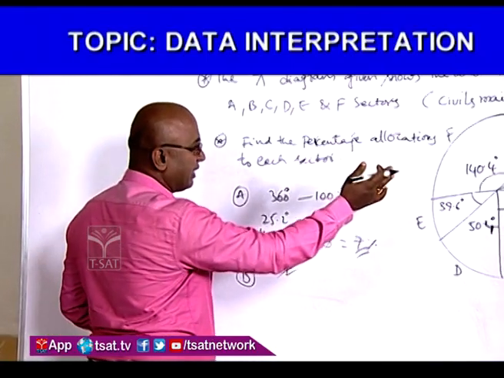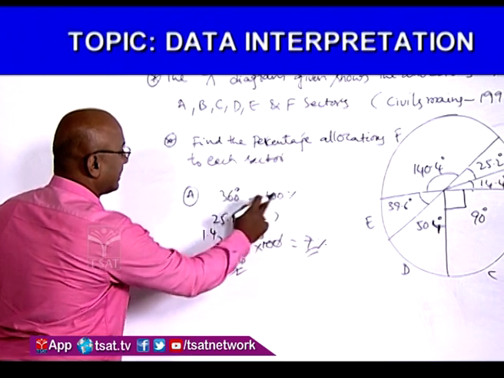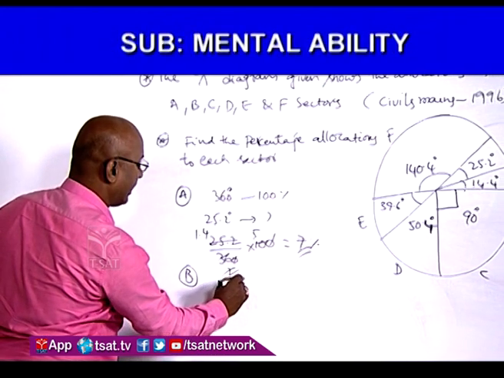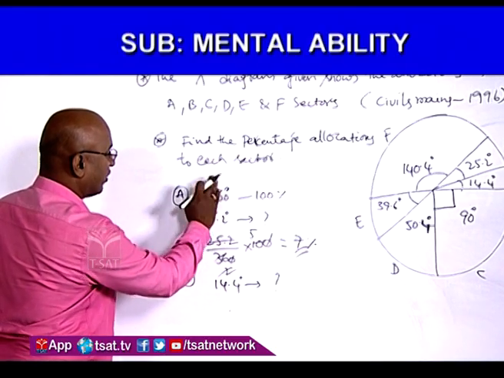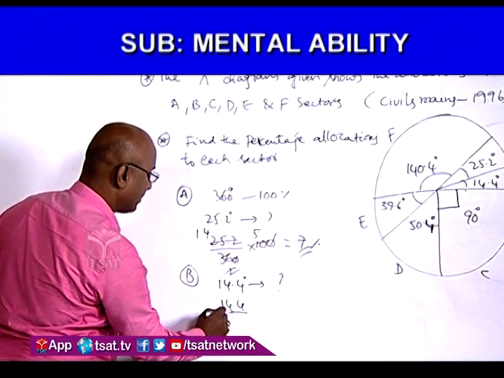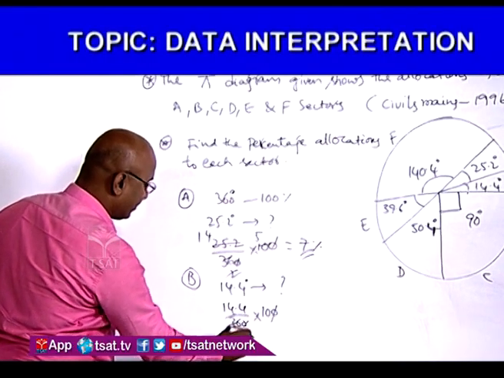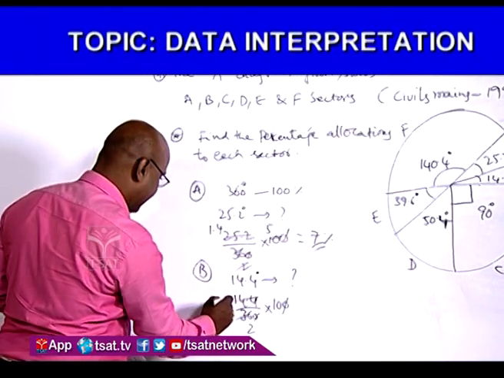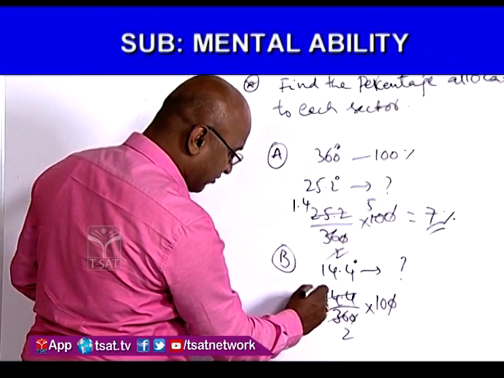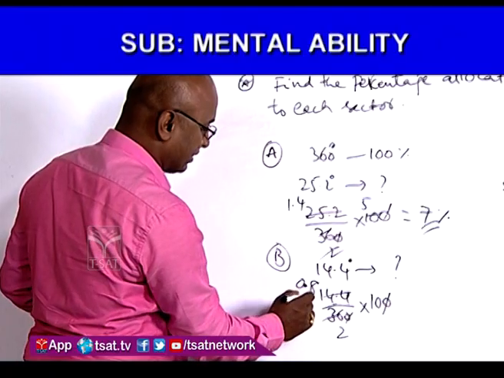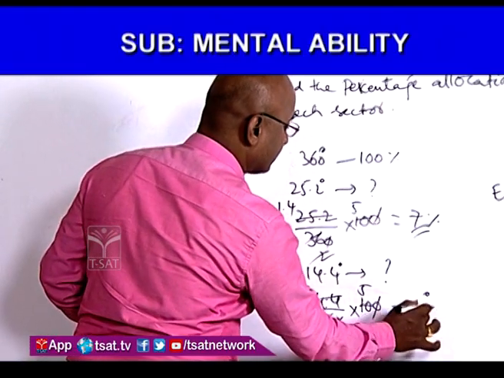Next, B. What is the angle of B? 14.4 degrees. Suppose 360 degrees is 100%, then 14.4 degrees, how much? Again, 14.4 by 360 into 100. 18 twos are 36 and 18 eights are 144. So 0.8. So 0.8 into 5, that is equal to 4%.